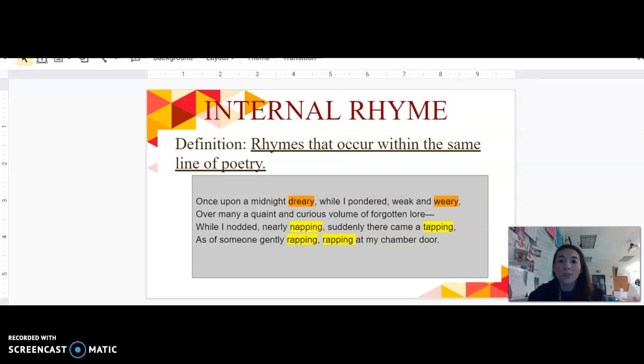Next, let's look at internal rhymes. So these are rhymes that occur within the same line of the poetry. So you might notice with this poem that it has multiple rhyme schemes, and we'll get into that in a moment, but let's focus on the internal rhyme first.